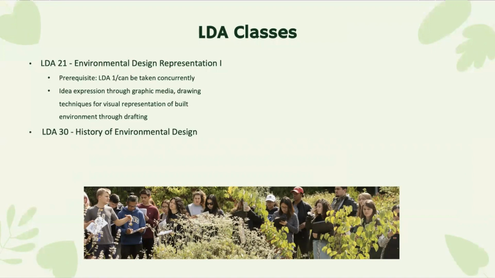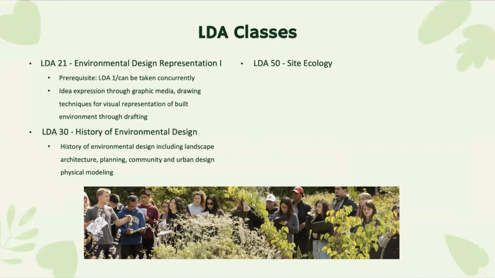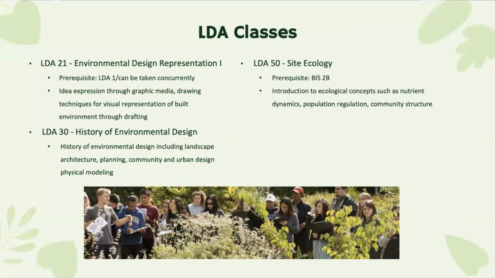Next, we have LDA 30, History of Environmental Design. In this class, students will learn about the history of environmental design, influential architects and planning, community and urban design modeling. Students will get the opportunity to have creative freedom in design projects. Moving on to LDA 50, Site Ecology. This course does have a prerequisite of BIS 2B.